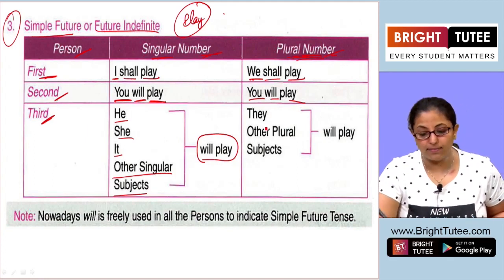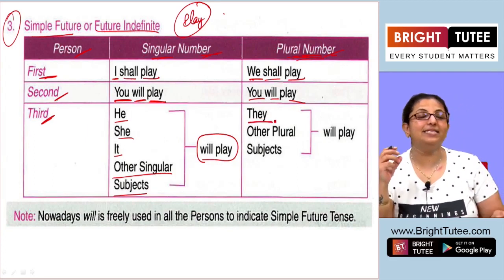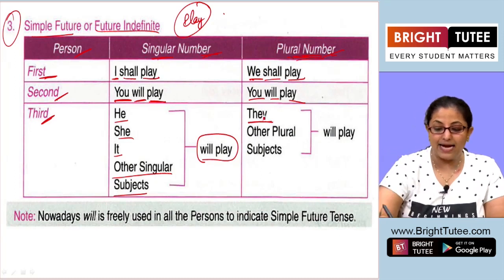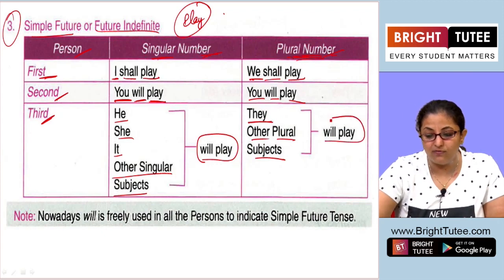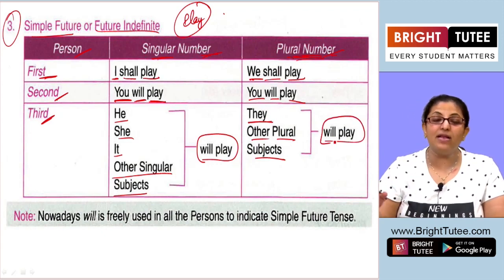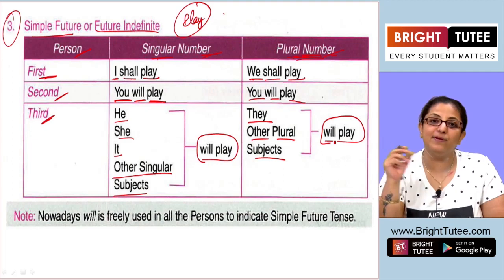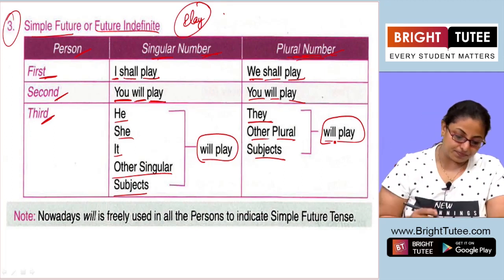And in the plural number, they. They is the plural number, and again any other plural subjects, the form will be will play. They will play. So again, this is simple future tense.